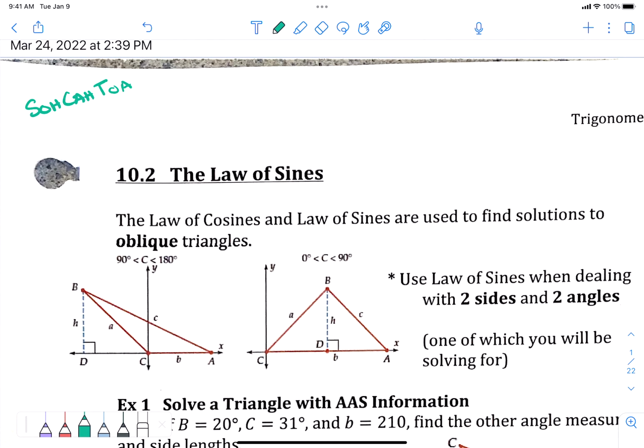So we're doing 10-2 as the first section of chapter 10. We're gonna do law of sines today, and I'm gonna start with SOHCAHTOA. This is not what this section is about, but start with SOHCAHTOA. Put this at the top corner. Put everything else away. Go.